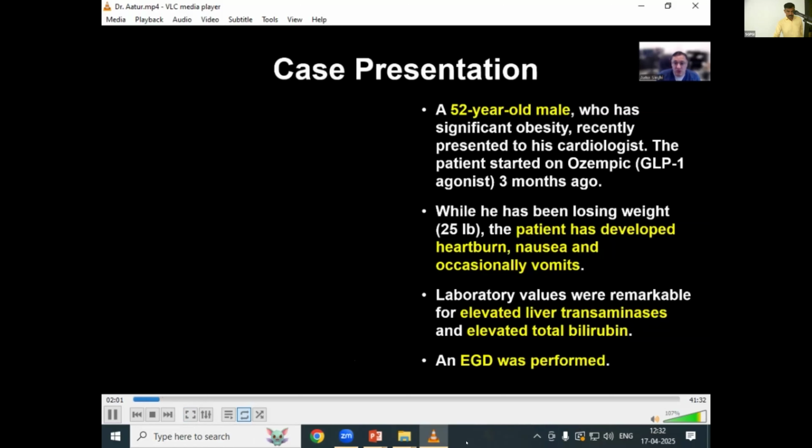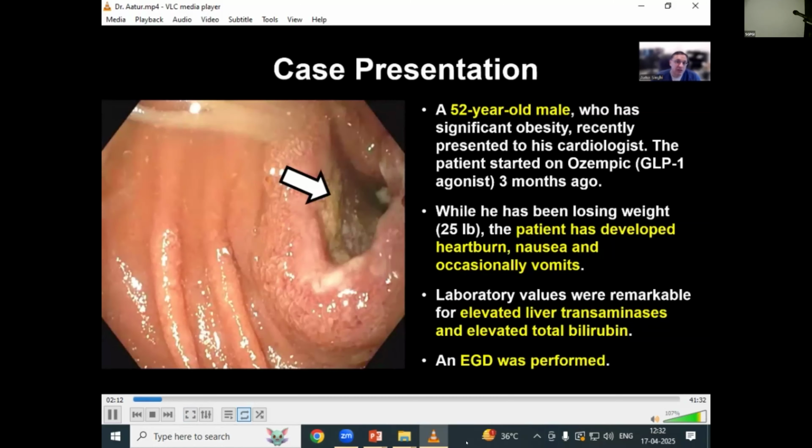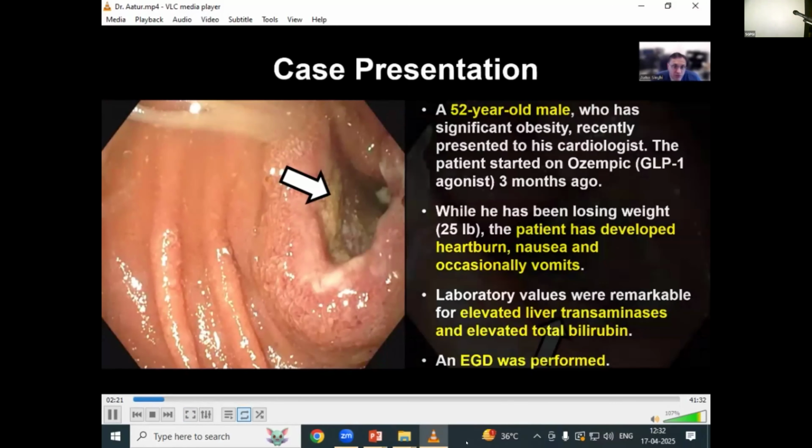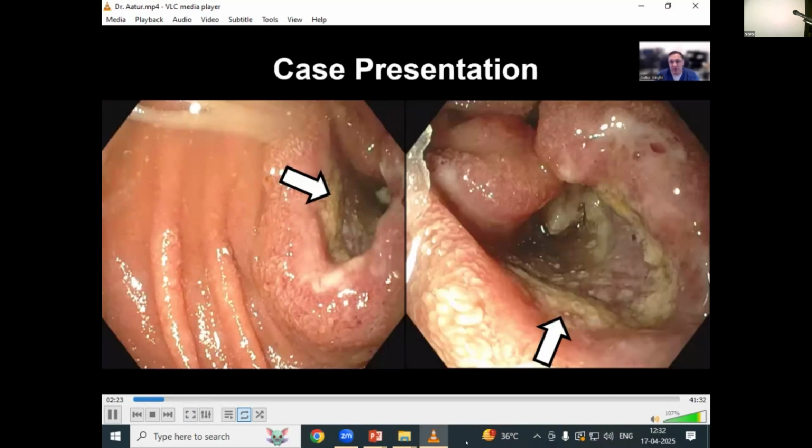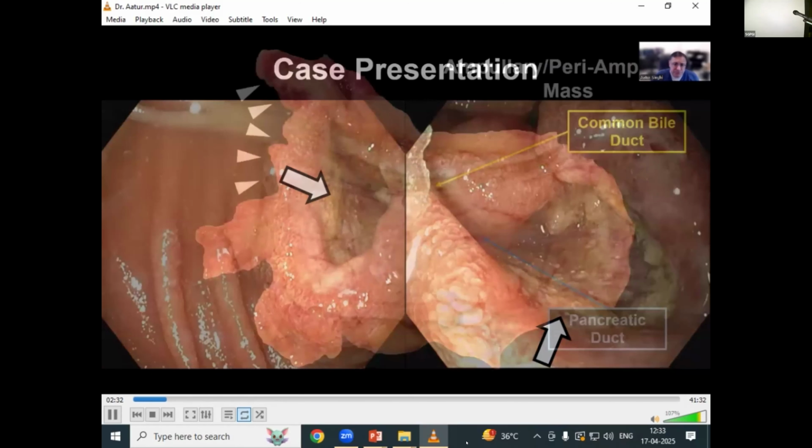So he drew up serum studies, which were remarkable for elevated liver transaminases as well as elevated total bilirubin. Considering the patient's symptoms may be unrelated to Ozempic, the cardiologist referred the patient to a gastroenterologist who, not surprisingly, performed an EGD, or esophagogastroduodenoscopy, as pictured here, which found an apple core type lesion that circumferentially wrapped around the ampullary region of the duodenum and was bile stained, consistent with likely an obstructive process.